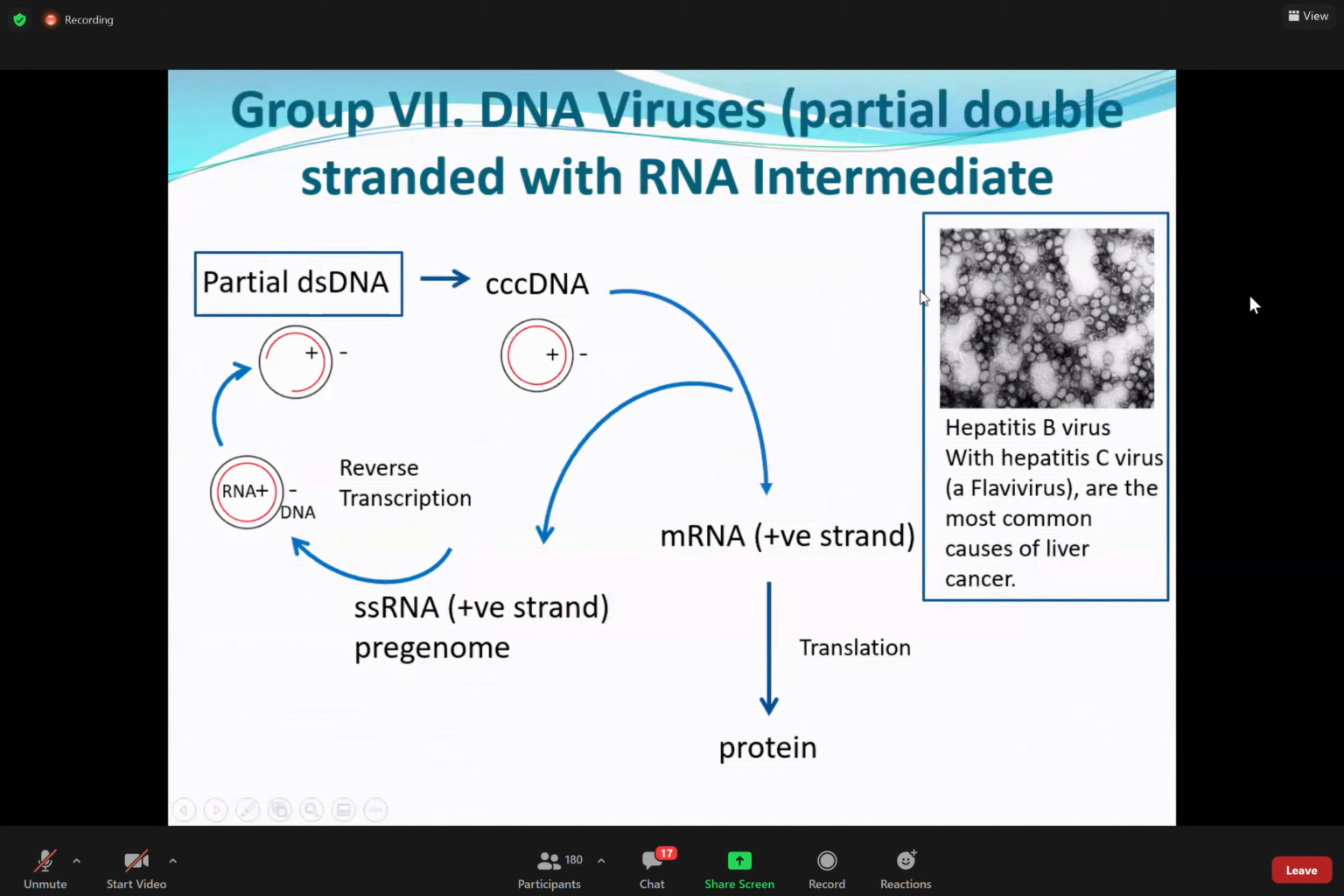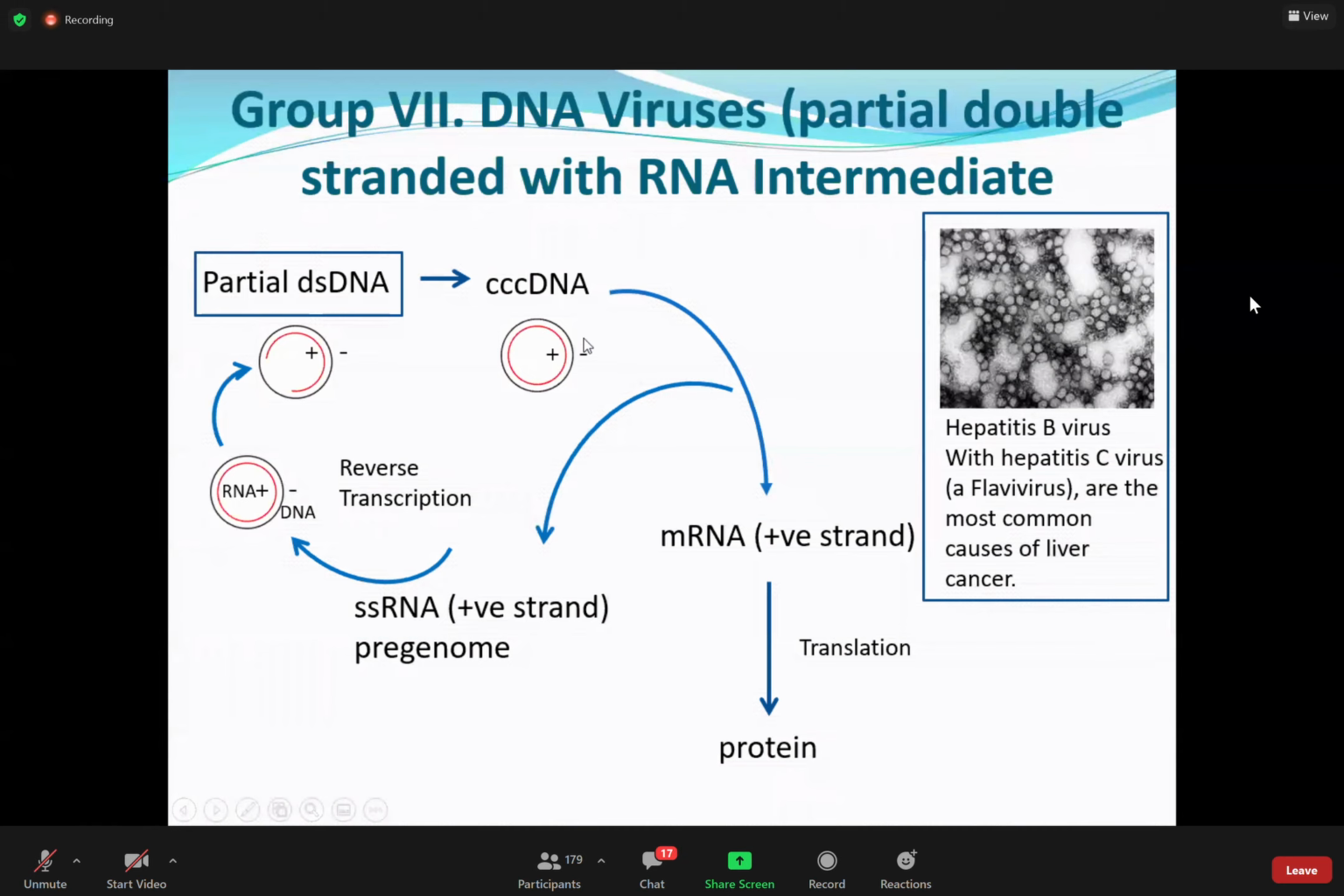And then these are the hepatitis viruses, which start off as a partially double-stranded, circular DNA. So it has a plus strand and a minus strand. When it infects, that plus strand is closed off, so it has more nucleotides to create a complete circle. So now this acts like a plasmid.